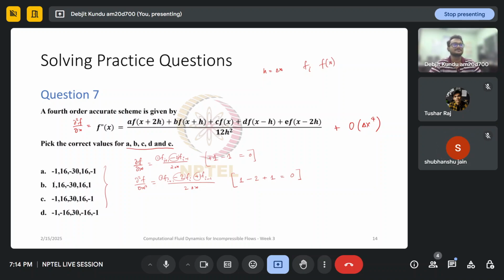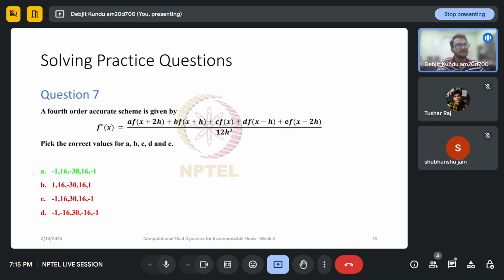Okay sir. So for the first one, minus 1 plus 16 minus 30 plus 16 minus 1. So 16 plus 16 is 32, and minus 30 minus 1 again 32. So this one adds up to 0. Then this one, it doesn't. What is it? 32 plus 2, 34 minus 30. So 4. Then this one is 30, 62 minus 2. So 60. And this one would be minus 32 minus 34. So minus 4. So it's only option A that adds up to 0. So if you take out the correct solution, it is actually option A.